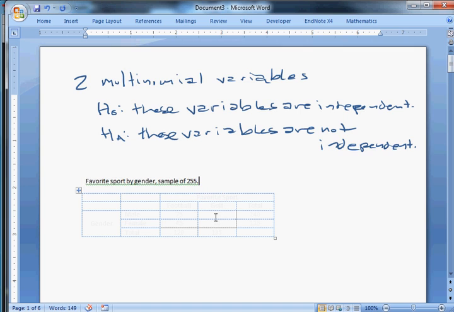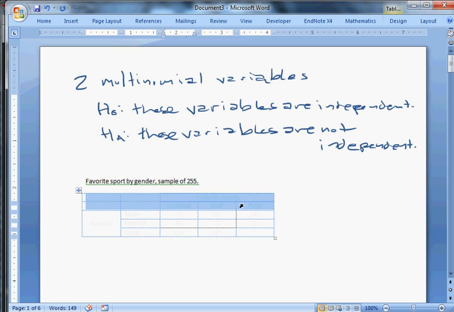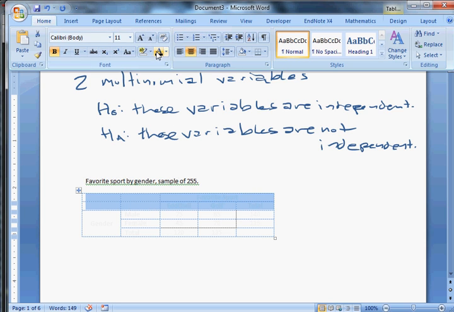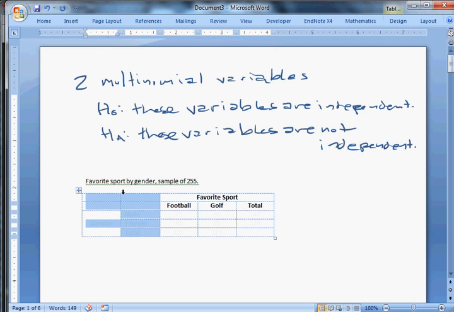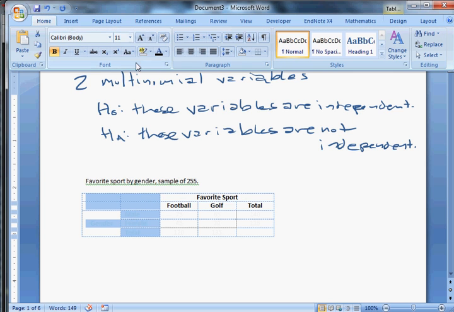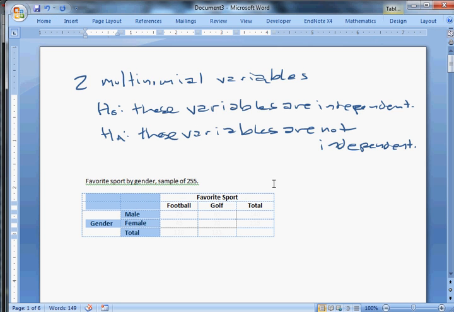Okay, so let's imagine we do a survey of 255 people. We're asking people their favorite sport by gender. What we really are doing is we're just giving them a card that says, "What's your favorite sport?" And the options are football and golf, I think is what I have here. What's your favorite sport? Football or golf? And what's your gender? Male or female? Okay, now we ask 255 people, and this is what we find.